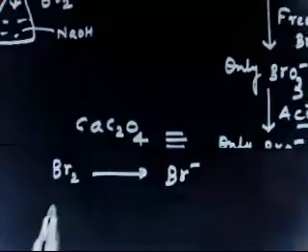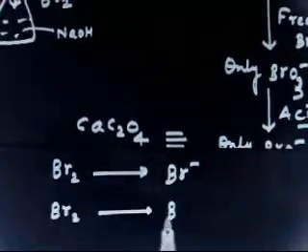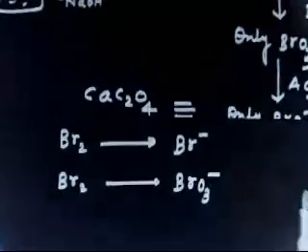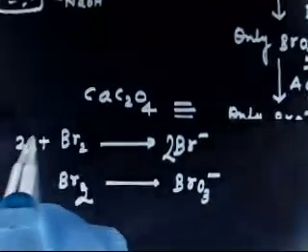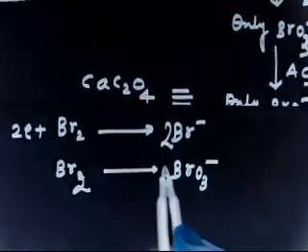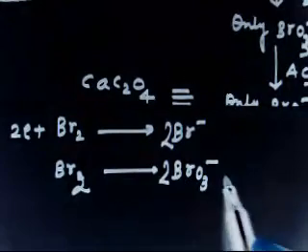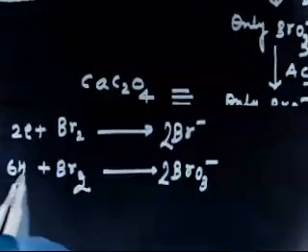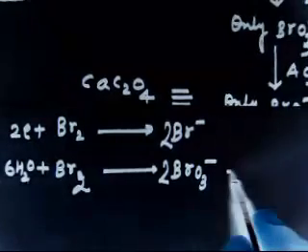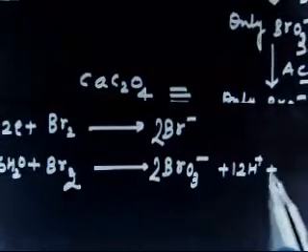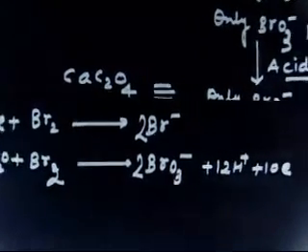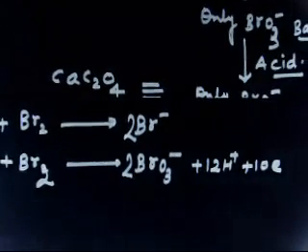The question says Br2 goes to Br minus, and in another reaction Br2 goes to BrO3 minus. Are you getting? So let us say we multiply by 2, so we will have 2 electrons this side. Now Br2, let us say multiply by 2, so we will have 2 into 3, 6H2O this side, and then you have to add hydrogen, so 12H plus, and then you check for electrons. So this side I have to add 10 electrons. I think all of you have done this one. Now I have to multiply, so let us check again.